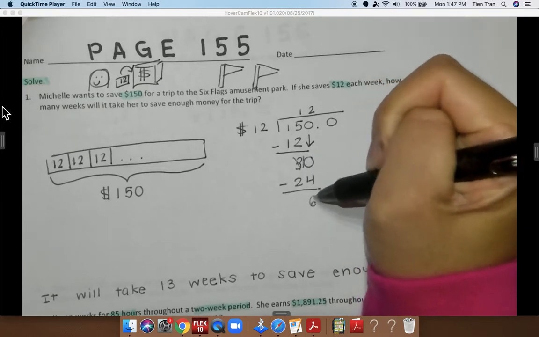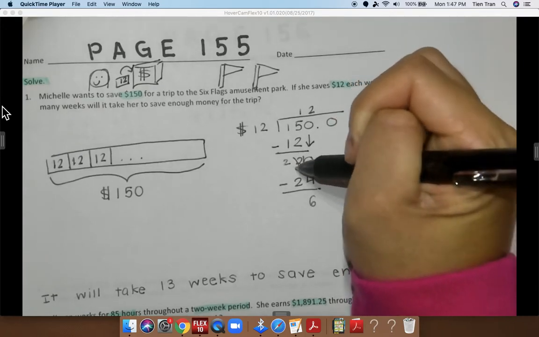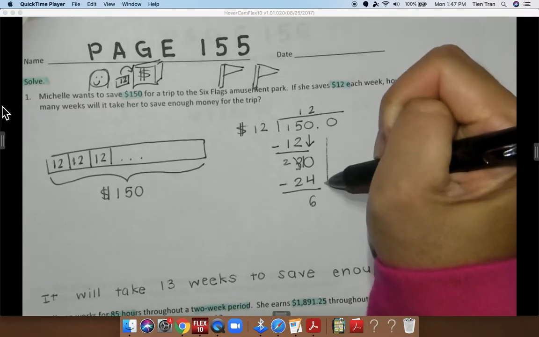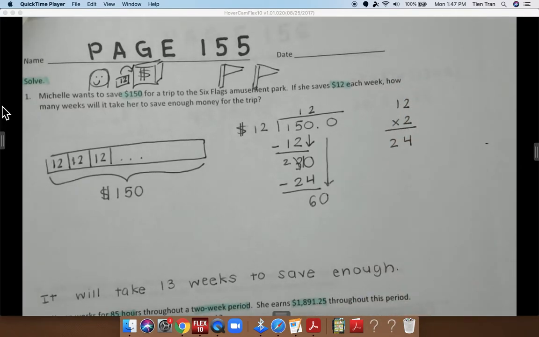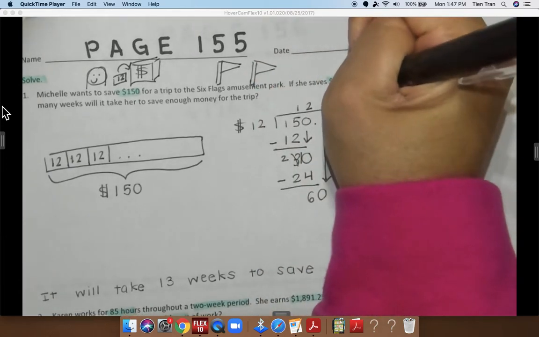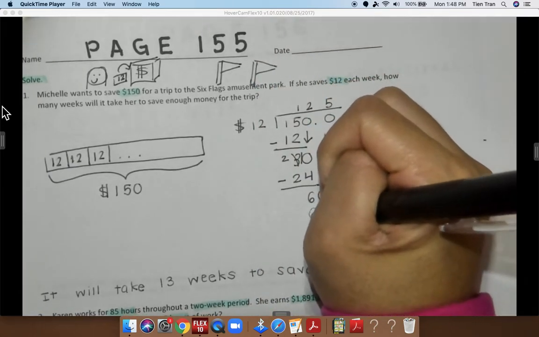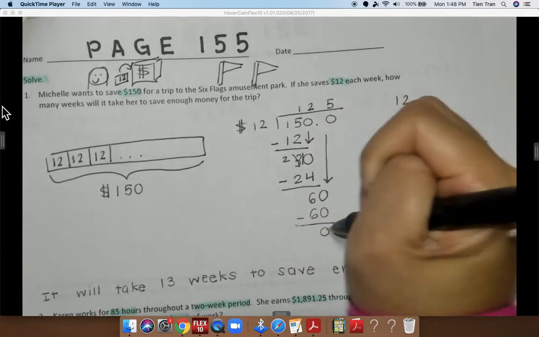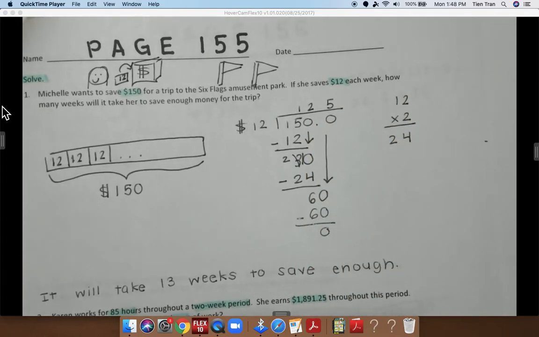10 minus 4 is 6. 3 changes to a 2. 2 minus 2 is 0. I don't need to write that. And I'm going to bring down my 0. How many times can 12 go into 60? 5 times, because 12 times 5 is equal to 60. 60 minus 60 is equal to 0.